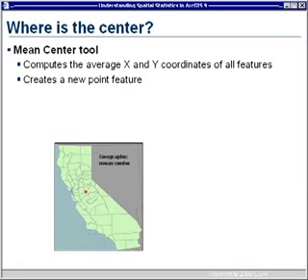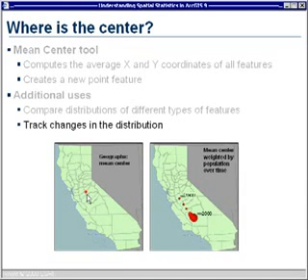In the graphic, we have the counties in California. The mean center of all California counties is located where you see the red plus sign, just to the southwest of the elbow in California. More commonly, we would use the mean center tool to compare distributions of different types of features, or to find the center of features based off an attribute value.